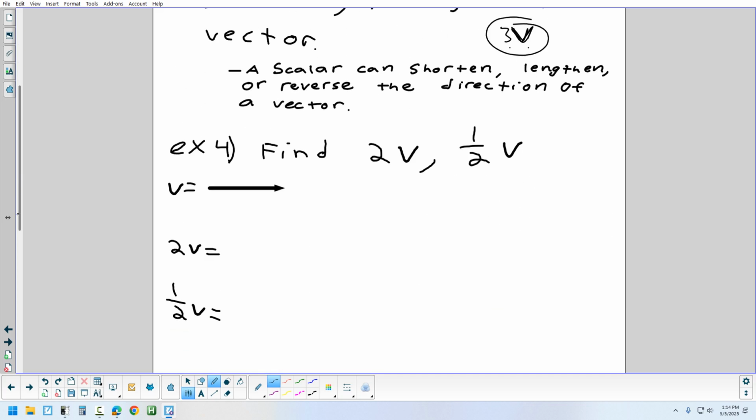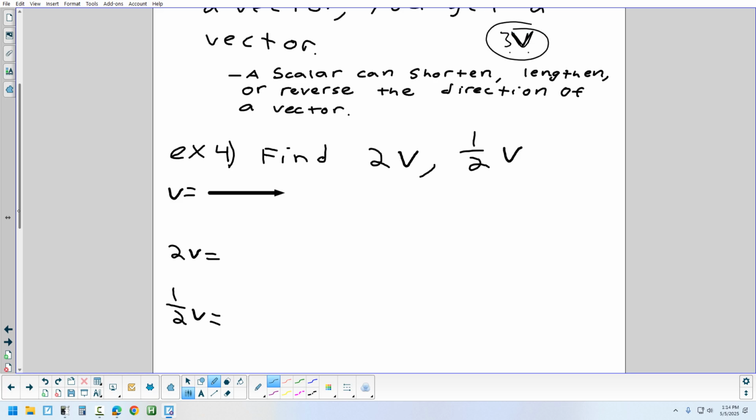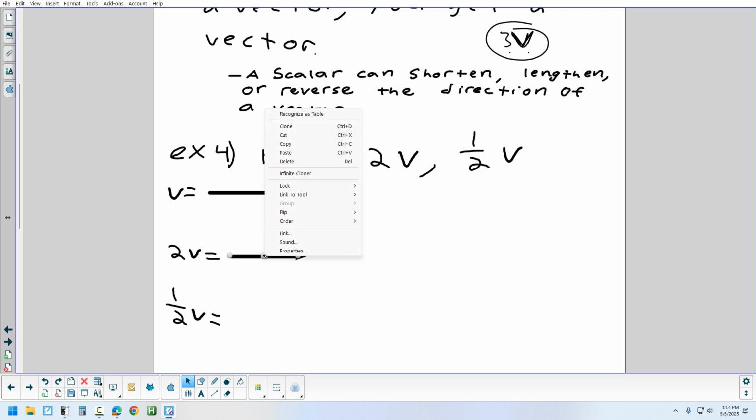Okay, so they gave us a vector. They want us to find 2v and 1/2 v. So 2v would just be it doubled. How could I get it doubled exactly? Add it to itself. Okay, so you don't need to measure it. You just put 2 copies of it together.